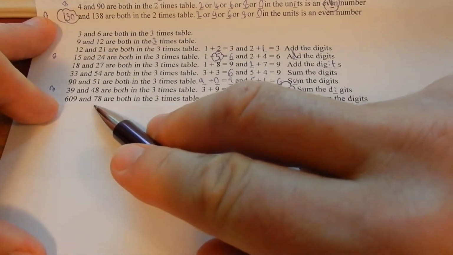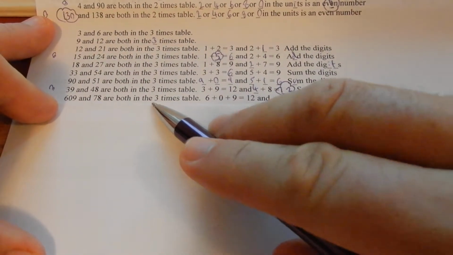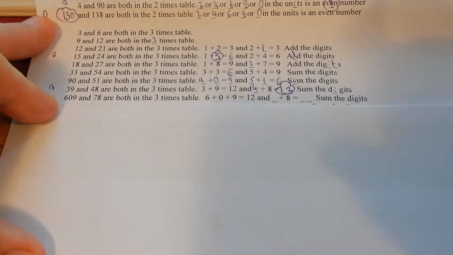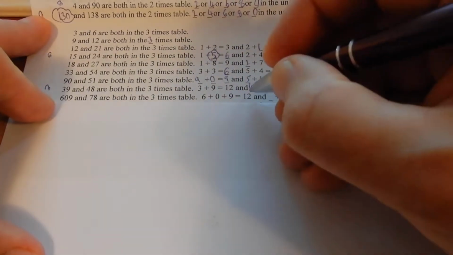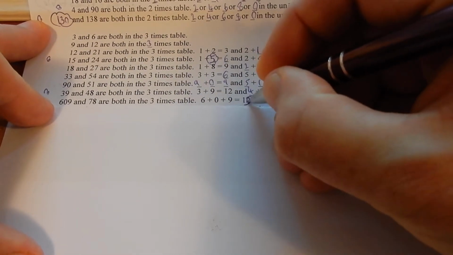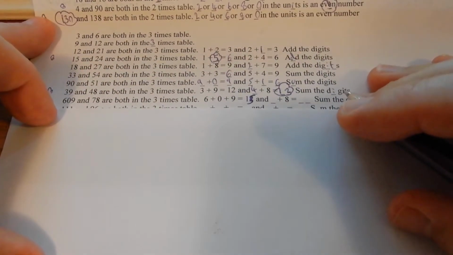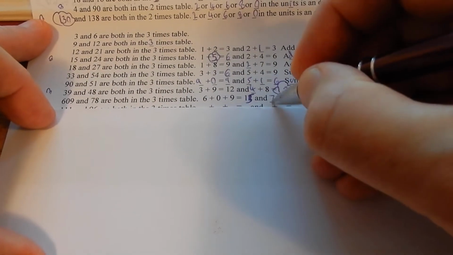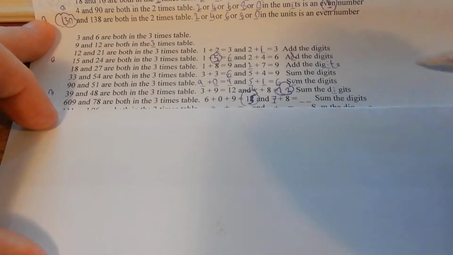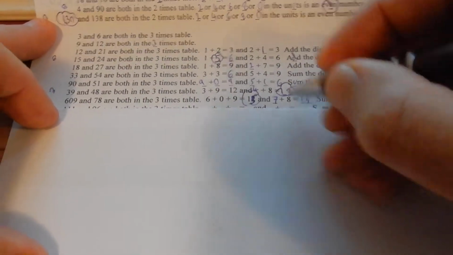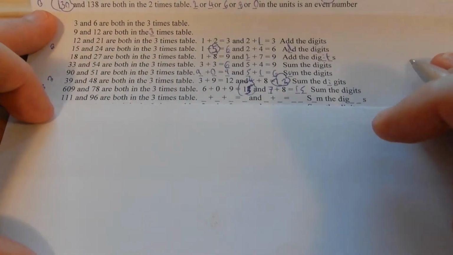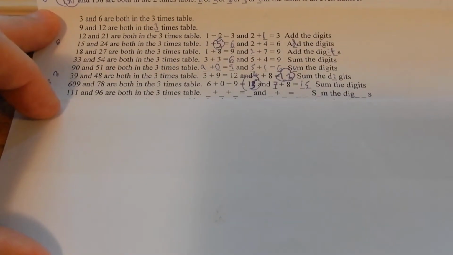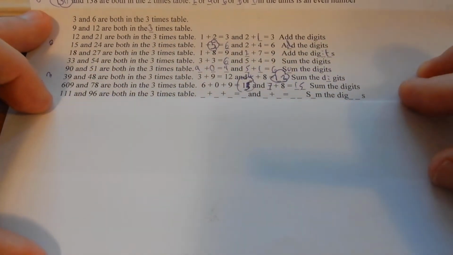69 and 78 are both in the 3 times table. Why? Because 6 plus 9 is 15. And 7 plus 8 is also 15. Sum the digits to find out if it's in the 3 times table. If you add all the digits up and you get a number that's in the 3 times table, you know it's in the 3 times table.